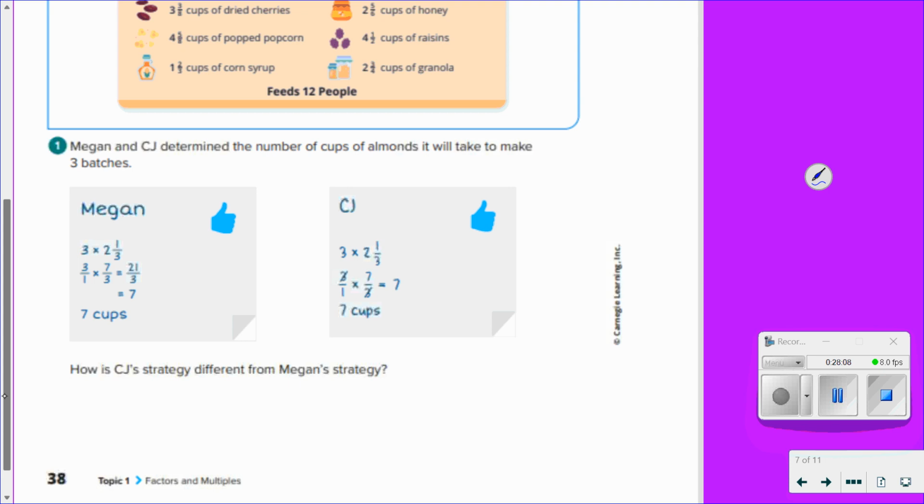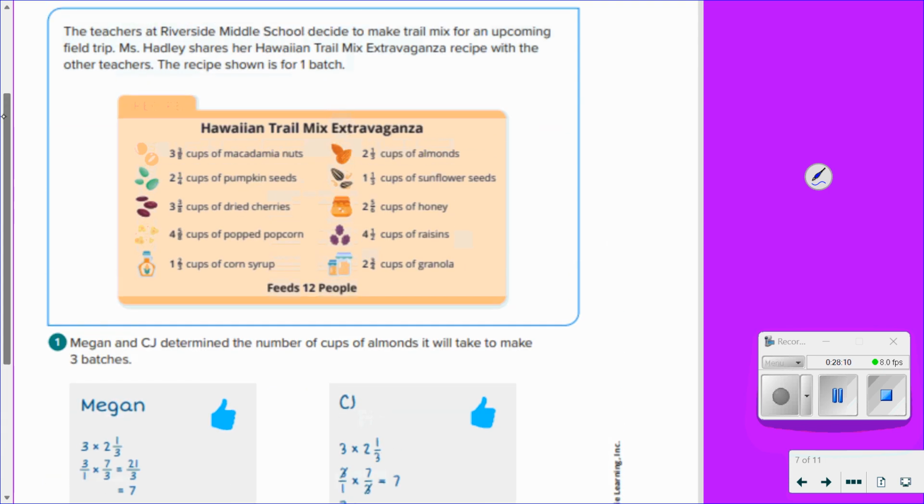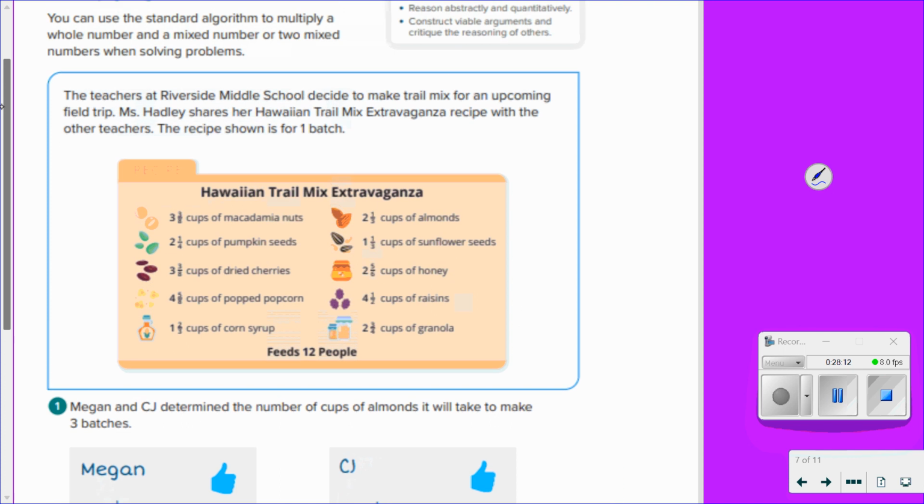Okay, on page 38, we haven't really talked about this yet, so let's talk. I'm going to take a second on this one. You can use the standard algorithm to multiply a whole number and a mixed number, or two mixed numbers when solving problems. They're going to make trail mix for an upcoming field trip. She shares a Hawaiian trail mix extravaganza recipe. This is shown for one batch.